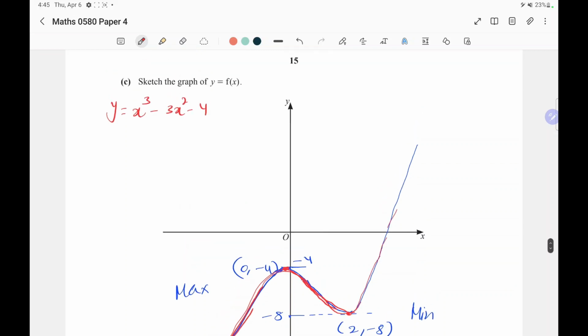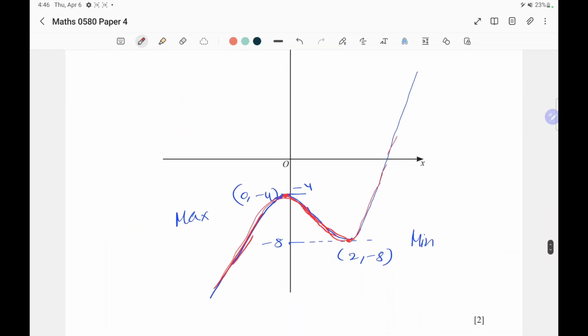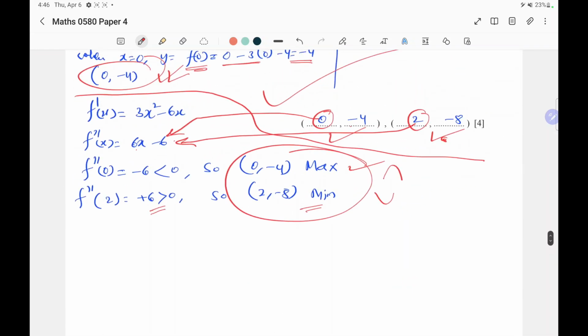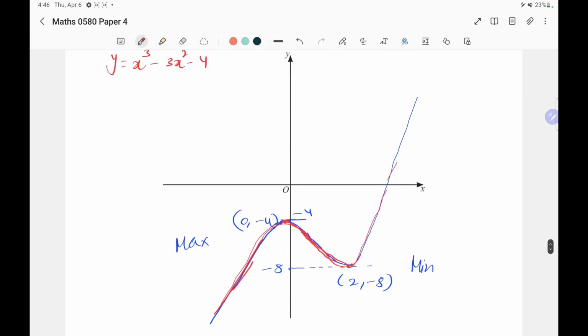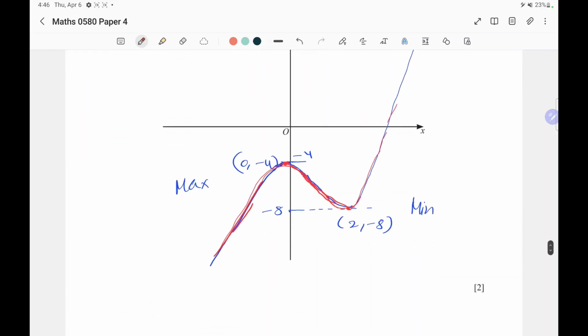Okay, so simple. So you understood the importance of deciding whether for this turning point it is maximum or minimum. Without this information, without this concept, it was a little difficult to draw your graph, and it is for 2 marks.